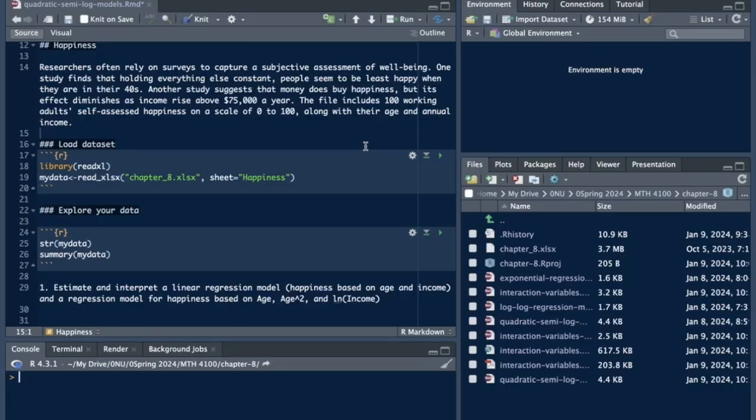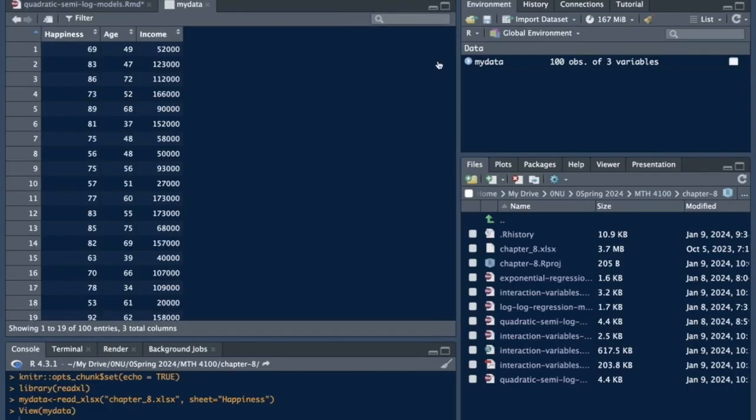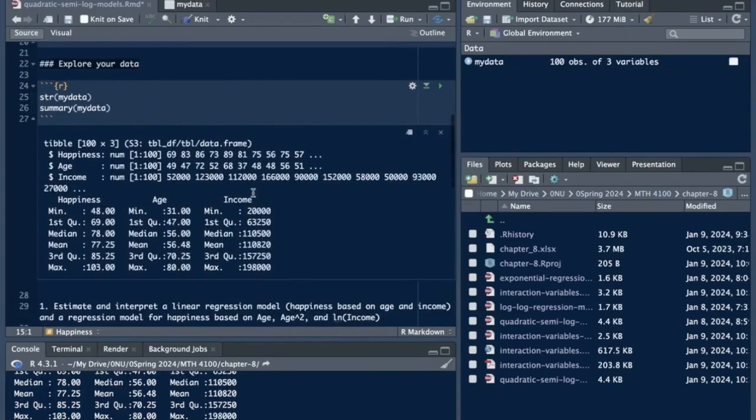By the way, before we continue, you must have watched the lectures, and you must have watched the cross-validation techniques lecture. So let's run this. We have 100 observations and 3 variables. Let's look at them: happiness, age, income. Very simple. Let's explore these. Because we're doing regression, we're assuming that all of the variables are numeric, right? And they are all numeric.